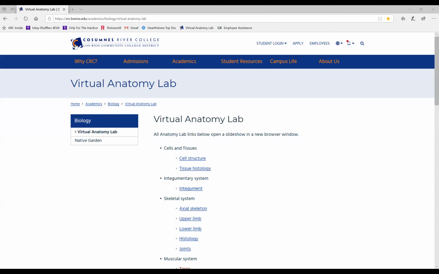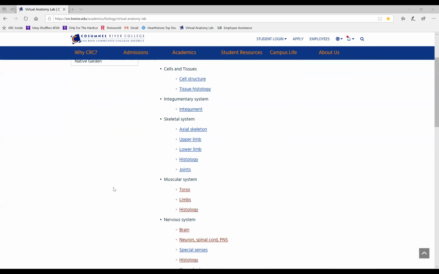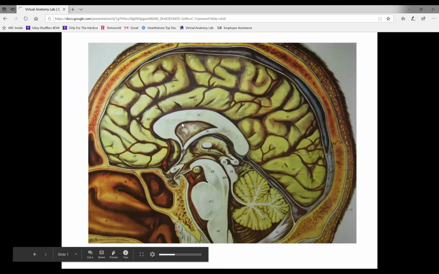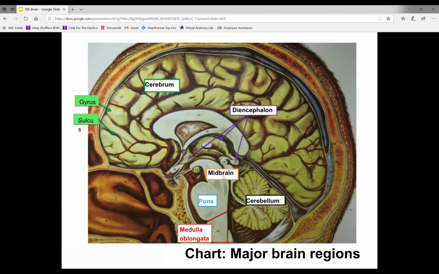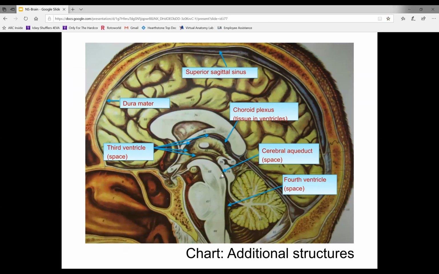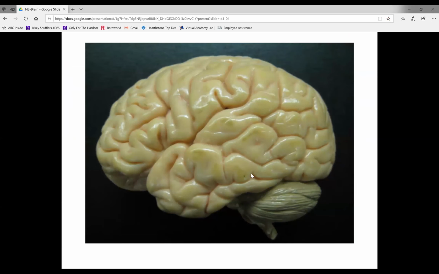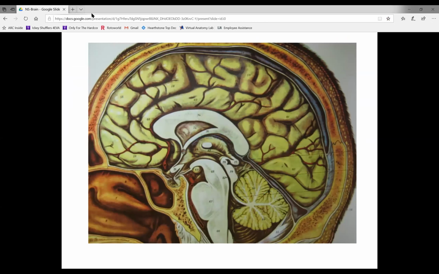Remember, on Cosumnes River's site, there is that virtual anatomy lab. As you can see, I was already looking at it, the histology is really good. The brain models are really good. So here's the chart of the brain, that good half head we've looked at so many times and will continue to look at. They have a ton of stuff labeled for the brain models and the cranial nerves and all sorts of amazing things. This is a great resource that I strongly encourage you to take advantage of.